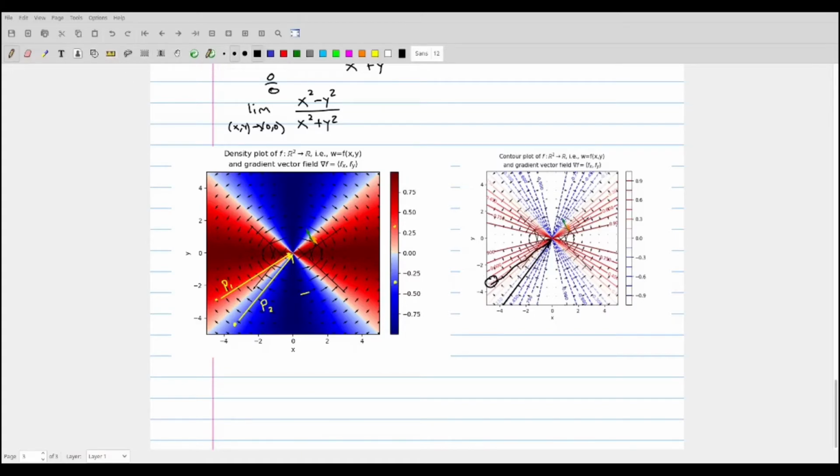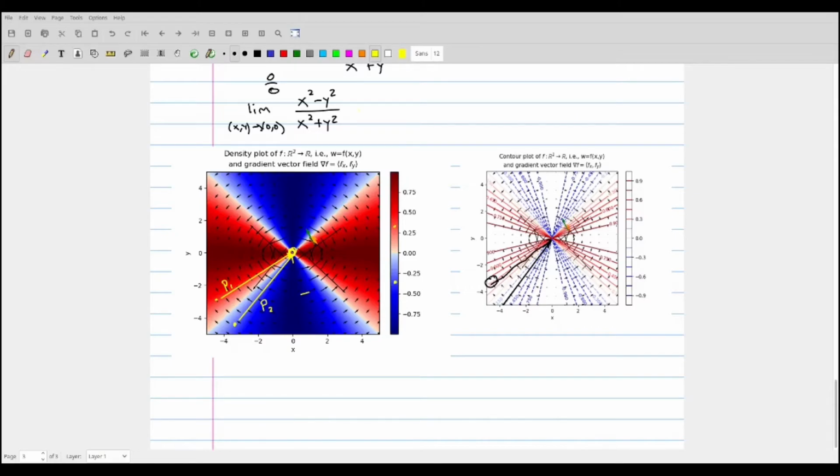So the idea is that there are multiple paths here that as we approach the exact same point, which is the origin, there are multiple paths that you get a different limit for, and because of that, the limit of this function just does not exist. It can't exist.